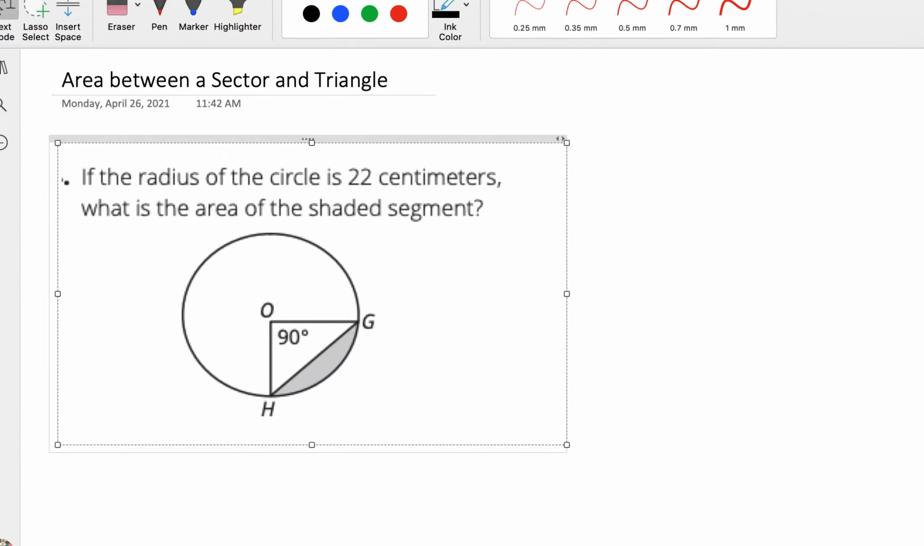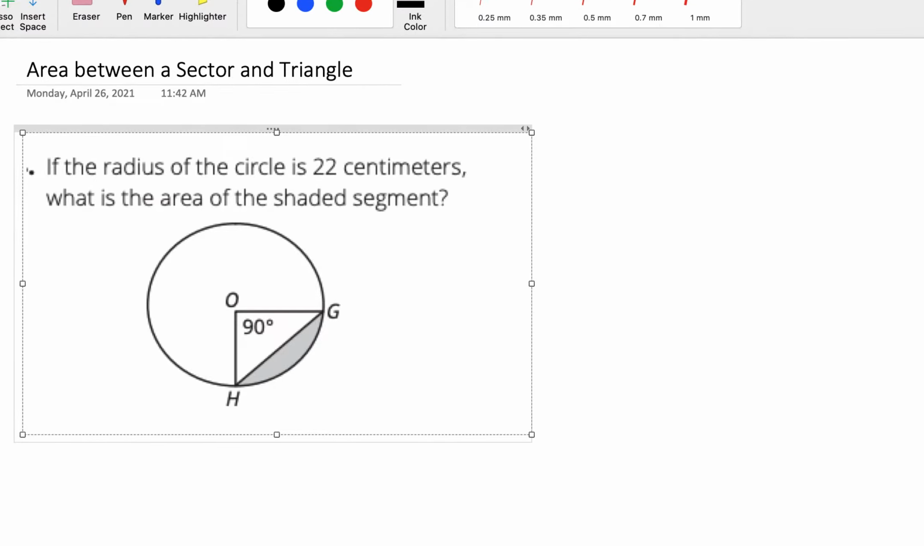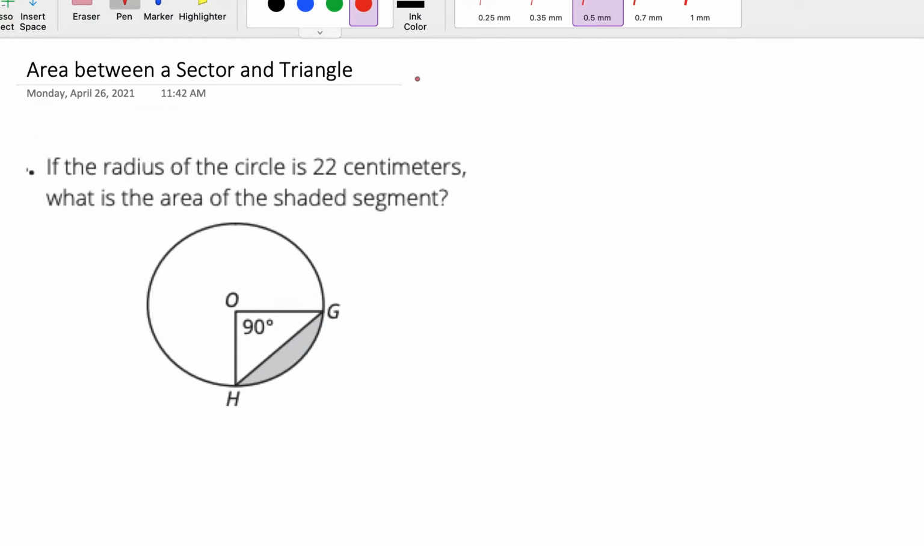Hi everyone, let's take a look at how to find not the area of a triangle. We should have already learned how to do that. It's 1/2 base times height. So we'll remind ourselves the base and height are always perpendicular. They always make 90 degrees with each other. So the area of a triangle is 1/2 base times height.